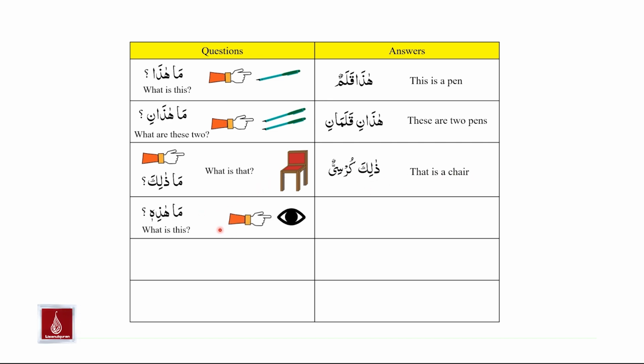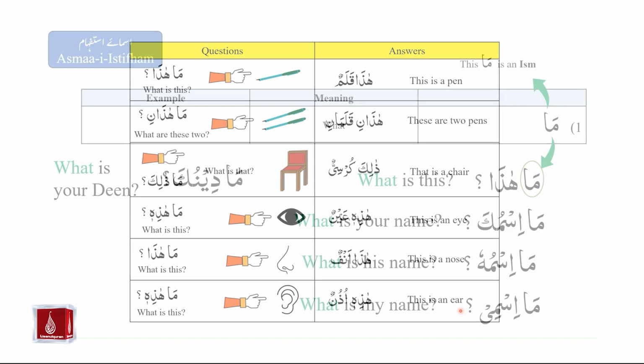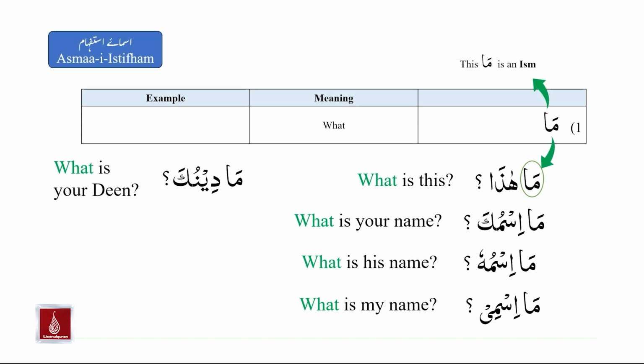Ma hazihi. What is this? Hazihi aynun. This is an eye. Ma haza. What is this? Haza anfun. This is a nose. Ma hazihi. What is this? Hazihi uzunun. This is an ear. We will look at some further examples of use of ma.